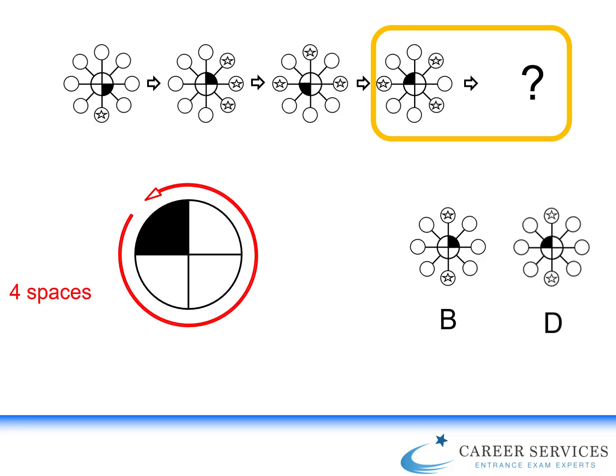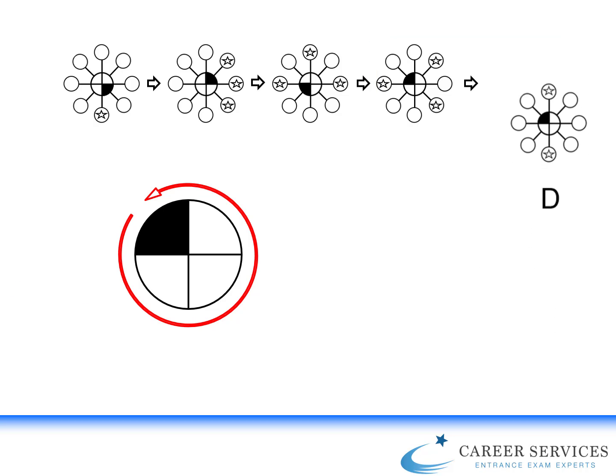So it appears like it hasn't moved at all, but in reality, it has moved all the way around the circle to be back on the top left. This leaves us only with solution D.